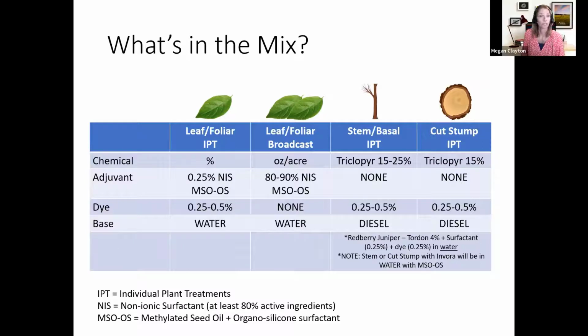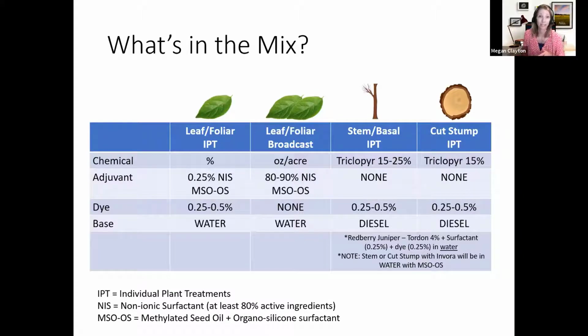So when we do a stem or a basal application, we're mixing up 15 to 25% triclopyr or Remedy Ultra with the rest diesel. A lot of times people wonder if they should do 15 or 25, and it's pretty simple. If you've got a place full of seedlings, small little plants under 1.5 inches in diameter, smooth bark, you could get away with 15%.